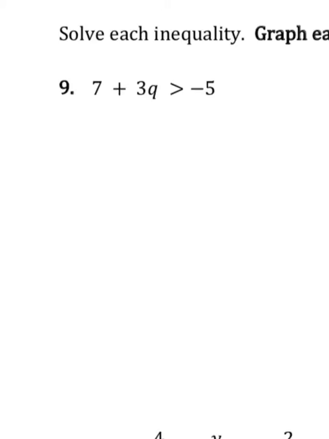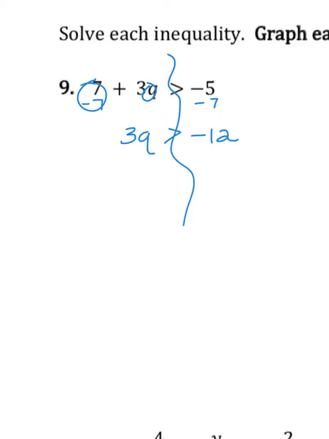Okay, now we have inequalities. Solve in the same way as we do equations. So subtract 7, 0, negative 12, 3q. Divide by 3, 1q is greater than negative 4.